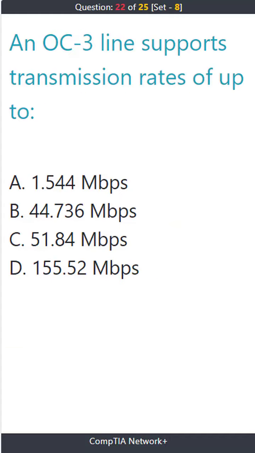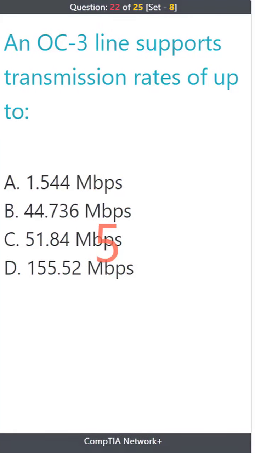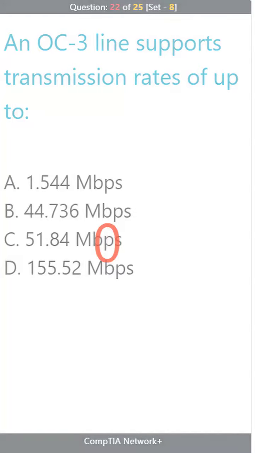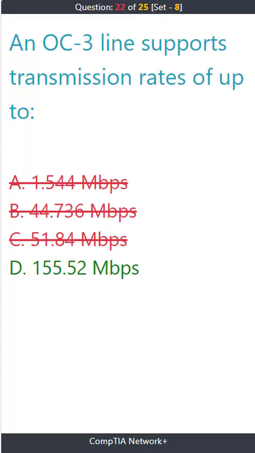Question 22. An OC3 line supports transmission rates of up to A. 1.544 Mbps. B. 44.736 Mbps. C. 51.84 Mbps. D. 155.52 Mbps. The correct answer is D. 155.52 Mbps.